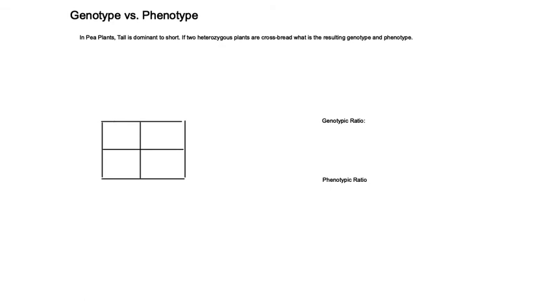So, our question says, in pea plants, tall is dominant to short. As we know, I'm always going to place my dominant trait as a capital letter, so that'll be capital T, and my short is going to be a lowercase t. That's my recessive gene. The question asks, if two heterozygous plants are crossbred, what is the resulting genotype and phenotype? Immediately I know, two heterozygous, if I'm talking about my alleles, heterozygous is going to be a capital T and a lowercase t.